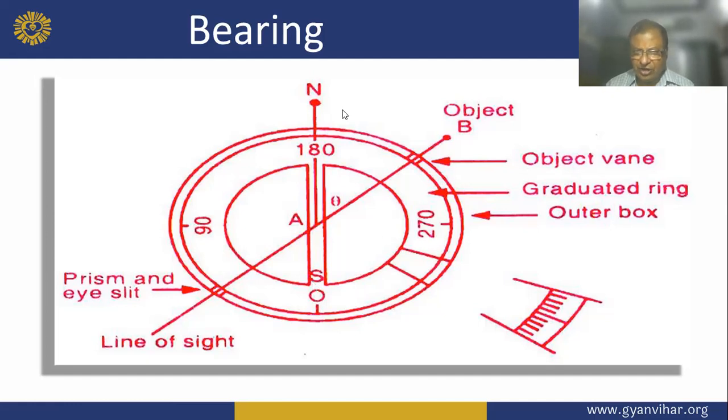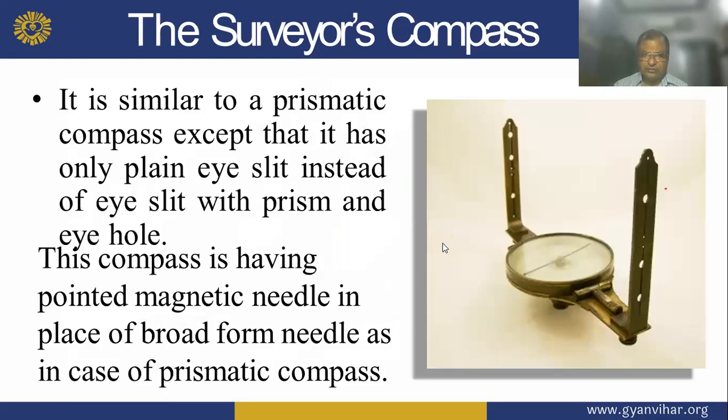So this is the object, the graduated outer box, to the surveyor compass. We will discuss the surveyor compass. It is similar to the prismatic compass, except that it has only a plain eye slit instead of an eye slit with the prism and eye hole. The compass has a pointed magnetic needle in place of the rod from the needle, as in the case of the prismatic compass.